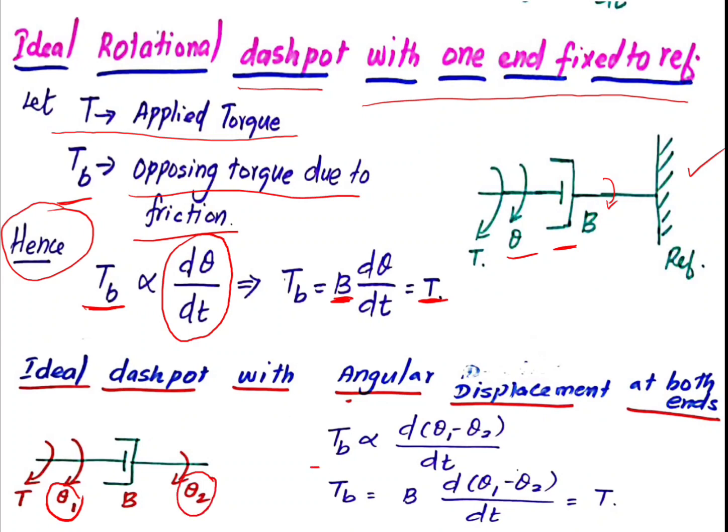Because of the applied torque, both sides will rotate. The opposing torque due to friction Tb is directly proportional to d into theta 1 minus theta 2 divided by dt, where theta 1 is the angular displacement at one end and theta 2 is the angular displacement at the other end. So, when we equate, Tb is equal to B into d of theta 1 minus theta 2 by dt, which is equal to the applied torque.